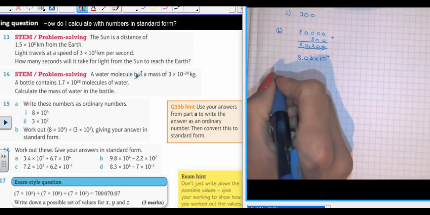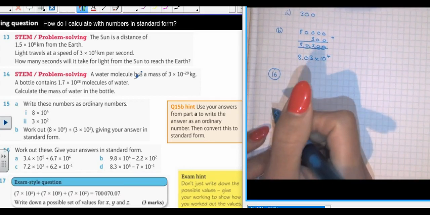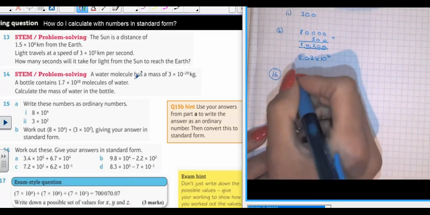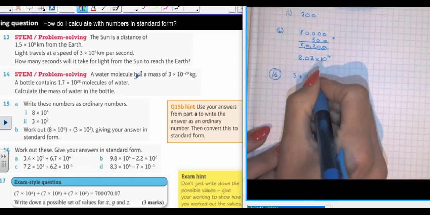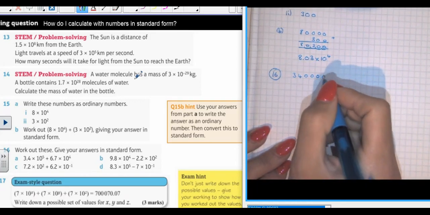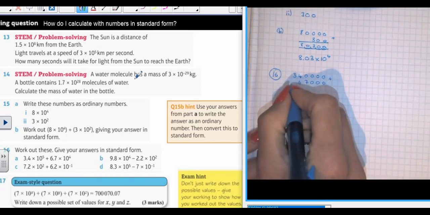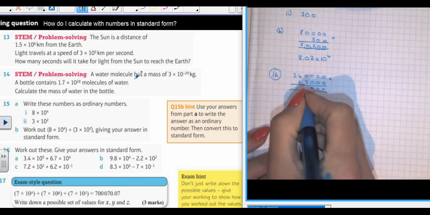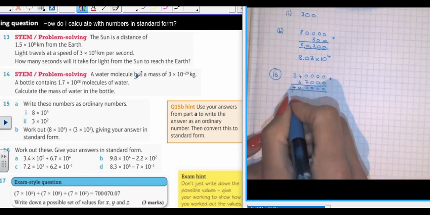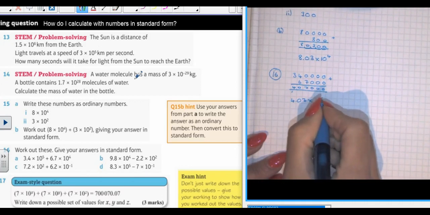Question 16. Work out these, giving your answers in standard form. So use the same technique as we used in question 15. 3.4 multiplied by 10 to the power of 5 is 340,000. 6.7 multiplied by 10 to the power of 4 is 67,000. And add them. 407,000, which is 4.07 multiplied by 10 to the power of 5.